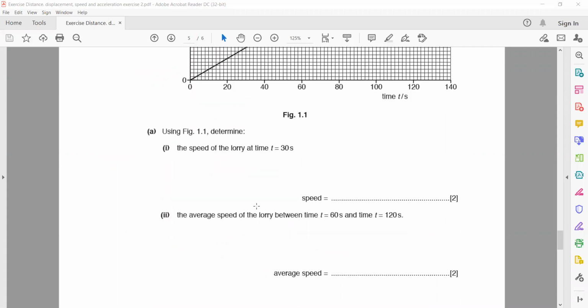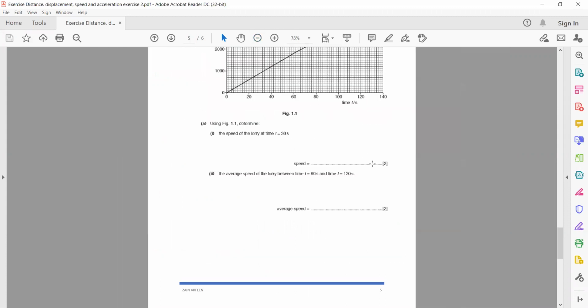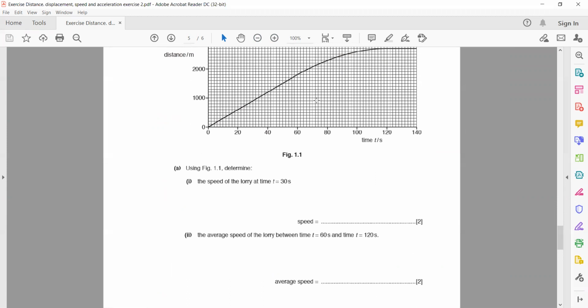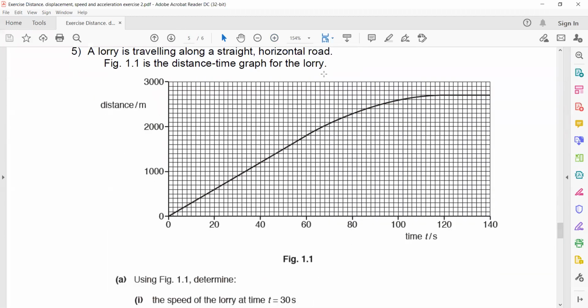The second part: find the average speed from 60 seconds to 120 seconds. So how to calculate the average speed? Total distance divided by total time. But we don't need the average speed for the full motion. We need the average speed from 60 to 120. What if they ask for 90 seconds? For example, Hatim, your question: what if they ask for the speed at 90 seconds?